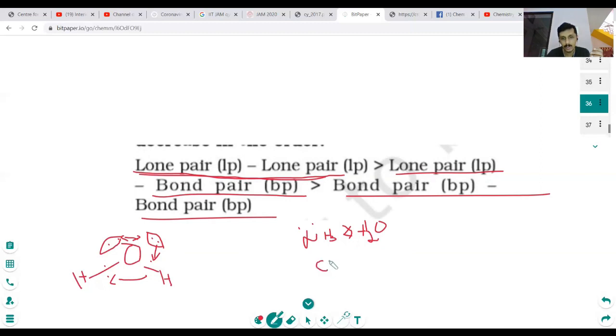If you take CH4, it has a perfect tetrahedral structure because there is no lone pair of electrons, hence the bond pair repulsion is weak. We get a perfect tetrahedral structure. So based on this knowledge, let's see different examples.